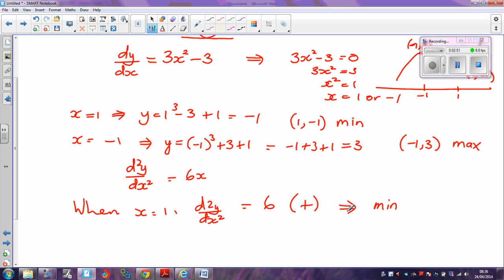Second derivative positive means a minimum, and then when x is equal to minus 1, d2y by dx squared this time is going to be 6 times minus 1, which is minus 6, which is obviously negative, which means that that point there is a maximum.